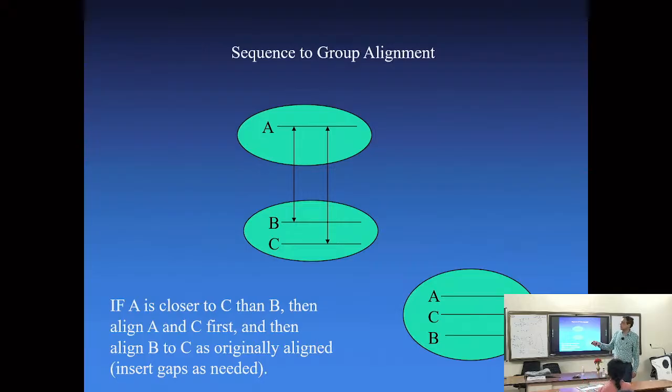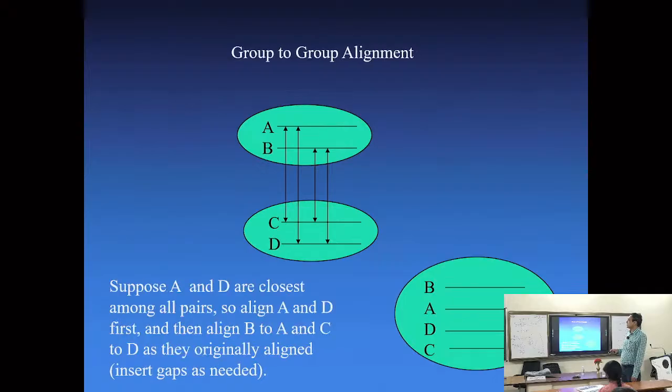Doesn't matter. Or it is also possible that A and B are closer than A and C, right? It may also happen. So in this example, A and C are closer than A and B. Okay, so then A and C are aligned, and then you bring B here, and you know how B is aligned to C.